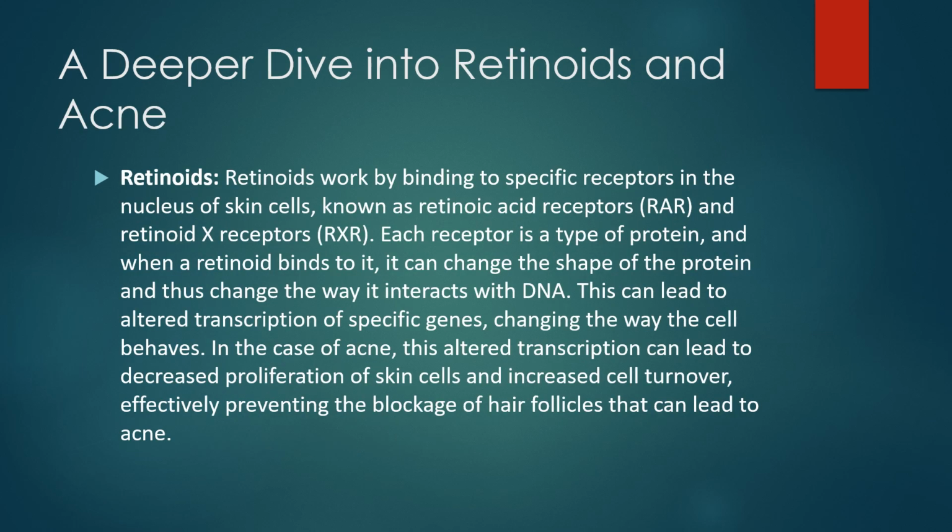And taking a little bit deeper dive into the retinoids, the topical retinoids in this case, they work by binding to specific receptors in the nucleus of skin cells, known as retinoic acid receptors and retinoid X receptors. And these receptors, as all receptors, they're types of proteins. And when a retinoid binds to it, it changes the shape of the protein and changes the way that that protein interacts with DNA. This can lead to altered transcription of specific genes, changing the way the cell behaves. In the case of acne, this altered transcription can lead to decreased proliferation of skin cells and an increase in cell turnover, which effectively prevents the blockage of hair follicles that can lead to the formation of acne, specifically the microcomedone.